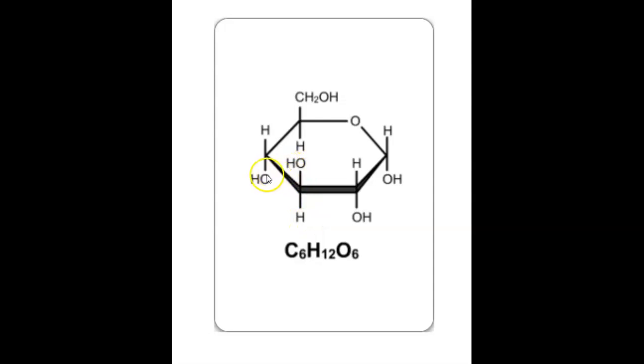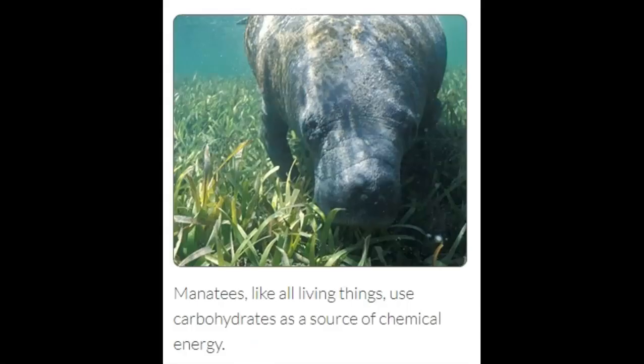1, 2, 3, 4, 5, 6, 7, 8, 9, 10, 11, 12. And if you wanted to count all the oxygens, there should be 6. We'll start here. 1, 2, 3, 4, 5, 6. 6 carbons, 12 hydrogens, 6 oxygens. If you were to simplify that, if you would divide through by 6, 6 divided by 6 is 1, 12 divided by 6 is 2, 6 divided by 6 is 1, and you would have that 1 to 2 to 1 ratio.